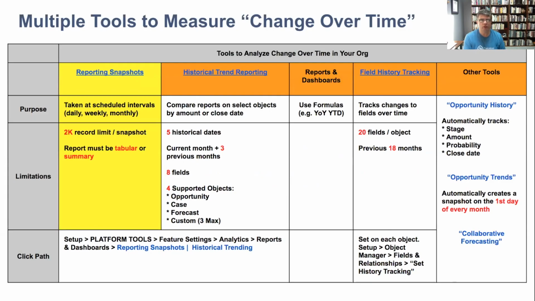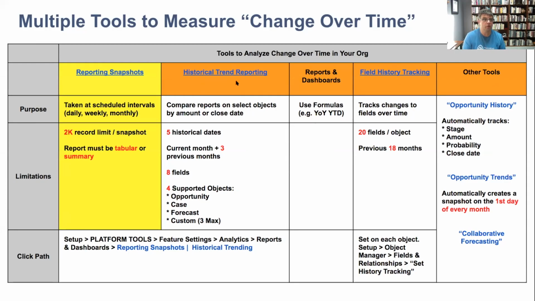And we don't have time to look at this in detail, but as you're getting ready for the advanced admin certification, you need to know what all the tools are at your disposal. The opportunity object has a lot of built-in functionality with opportunity history, but it only tracks these 4 fields. Opportunity trends, but only on the first day of the month. We've already talked about collaborative forecasting in a previous session with Matt. Field history tracking is great when you're looking at specific cases, but not great when you're trying to aggregate change over time. Sometimes you can just solve an issue with a formula, year to date, year over year. You can solve that just with a formula.